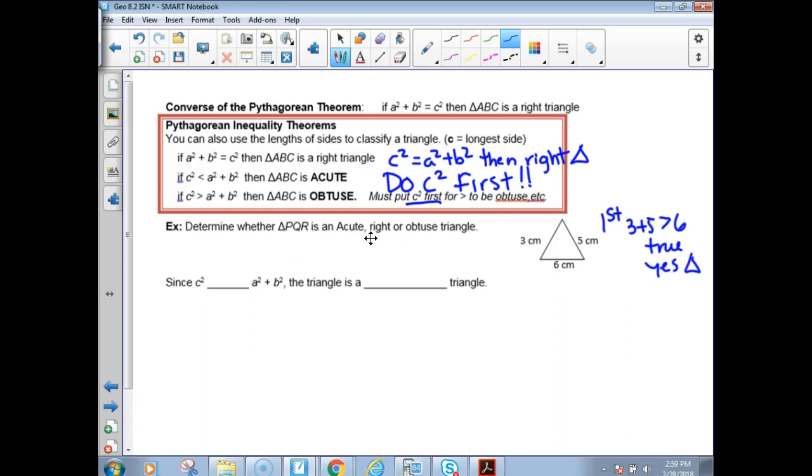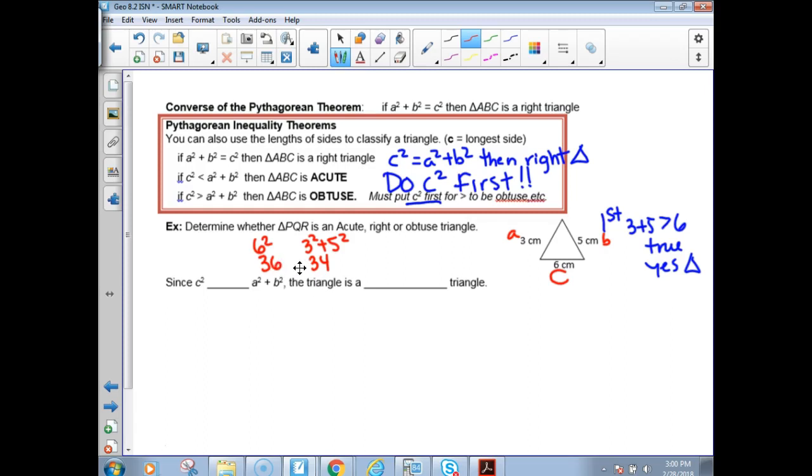Now we're going to determine whether it's acute, right, or obtuse. Now we're going to take c squared, which would be the longest side. So we're going to call that one c, and this one a and b. Okay, so we're going to start with that, 6. And we want to compare 6 squared to 3 squared plus 5 squared. 6 squared is 36. Type on your calculator 3 squared plus 5 squared, or do 9 plus 25 in your head. That's 34. How does 36 compare to 34? Is it greater than, less than, or equal to? That's what you got to think.